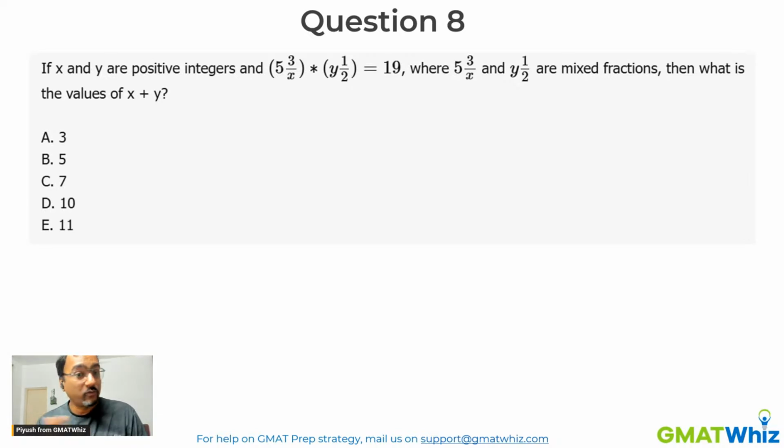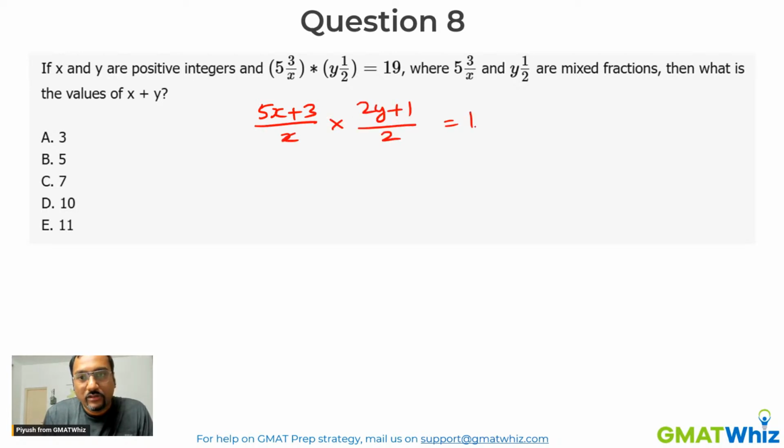So again, there are two ways to do this. One is the mathematical way, which many of you would have done. If I have to mathematically express this fraction, I would have to express it like this. And I know the product is 19. Now, what do I do from here?